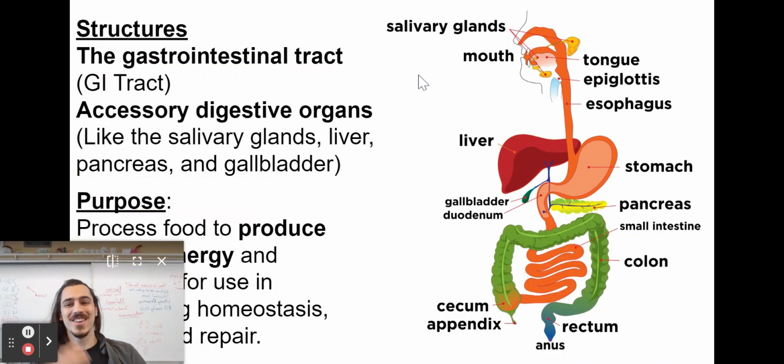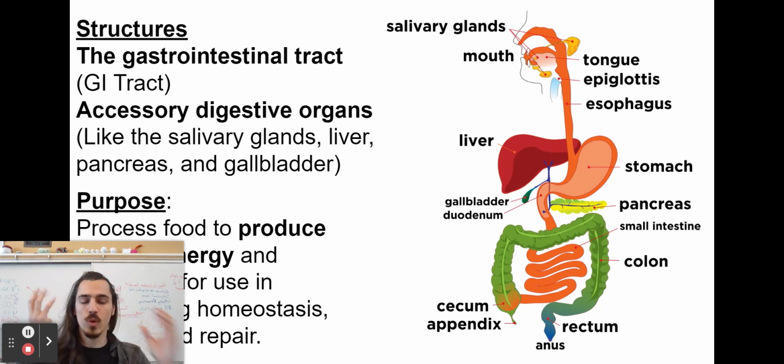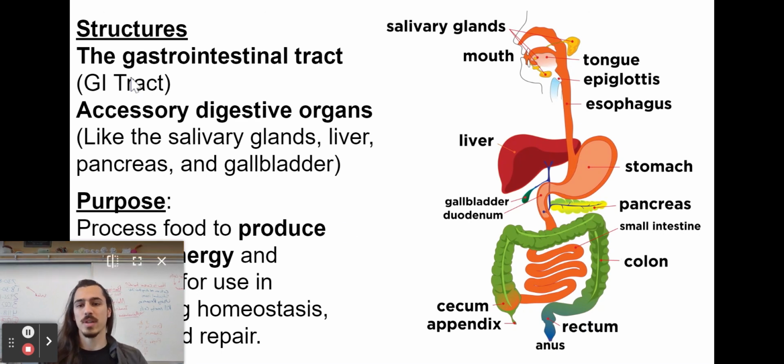Your gastrointestinal tract starts in your oral cavity, and then it goes down to your esophagus. Your esophagus meets your stomach. Stomach empties into the small intestine, and then to your large intestine, and then out the rectum and anus. That is your gastrointestinal tract. It's a major structure of your digestive system.